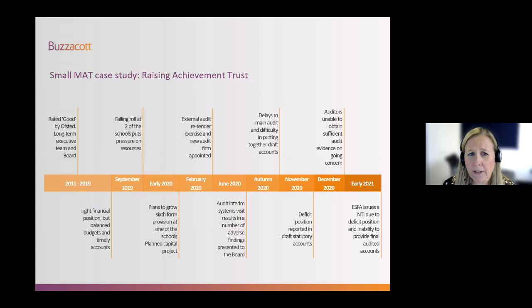There were also a couple of further issues with following procurement policies, so not necessarily an issue with related parties, but again, just failures in following those procurement and value for money policies.